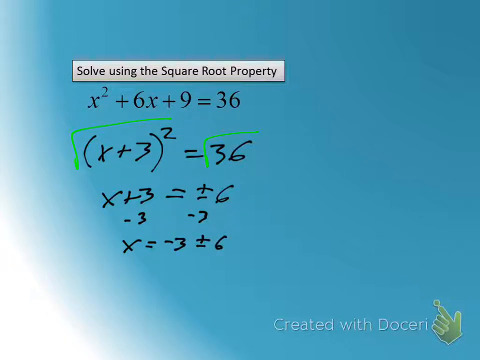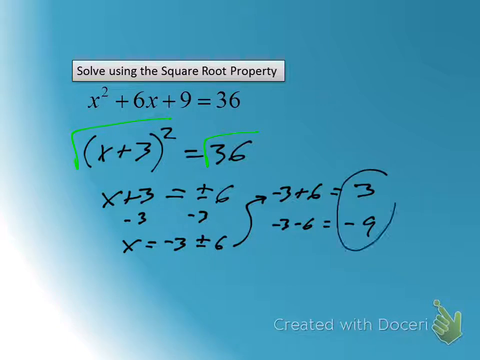Remember, you want 2 answers. I'm going to show it like this one time. You can go negative 3 plus 6, and negative 3 minus 6, because you do 1 plus, 1 minus. Negative 3 plus 6 gives you 3. Negative 3 minus 6 gives you negative 9. There's your 2 answers.